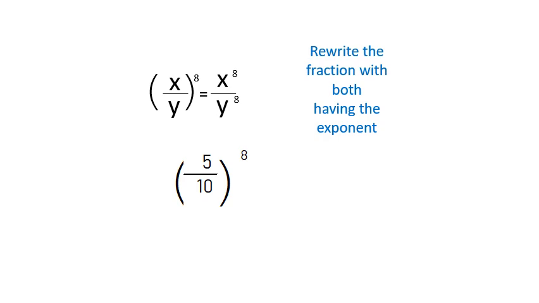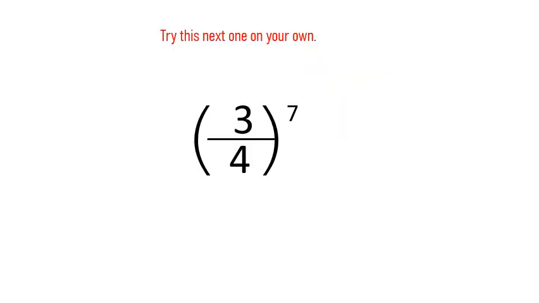In this one, we have a fraction with two different variables, x over y, inside of parentheses with an exponent on the outside. In this case, we rewrite the fraction with both variables having the exponent. So x over y to the 8th power equals x to the 8th power over y to the 8th power. Using real numbers, that would be 5 over 10 to the 8th power would be 5 to the 8th power over 10 to the 8th power. Try this next one on your own.